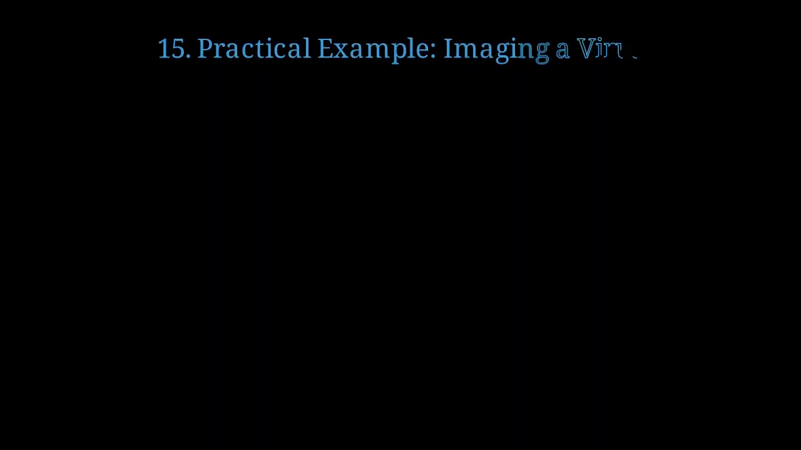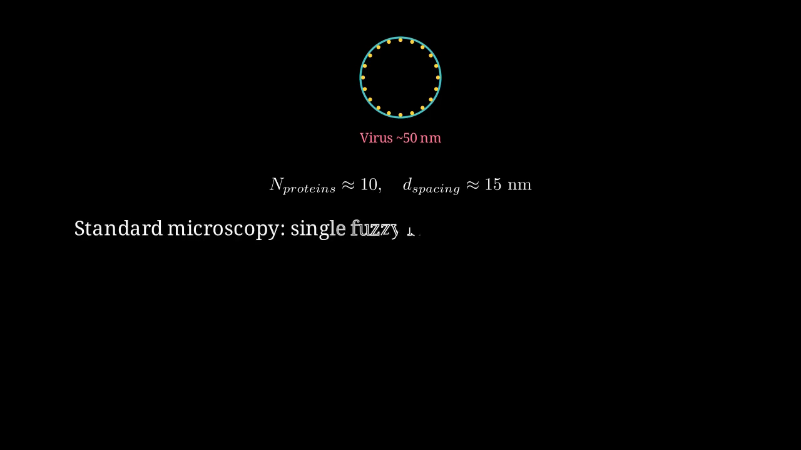Let's work through a concrete example: imaging the protein shell of a virus particle using STORM microscopy. Consider an HIV virus particle, approximately 50 nanometers in radius, decorated with envelope proteins we've labeled with photoswitchable fluorophores. The virus has roughly 10 envelope protein spikes, spaced about 15 nanometers apart, well below the 200 nanometer diffraction limit. With conventional microscopy, we see only a single fuzzy blob about 200 nanometers across, revealing nothing about protein organization.